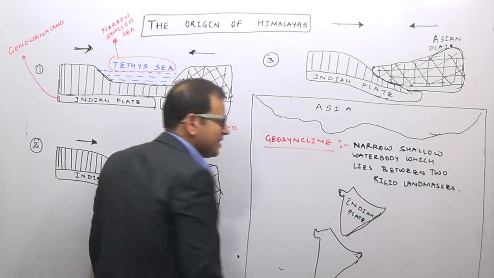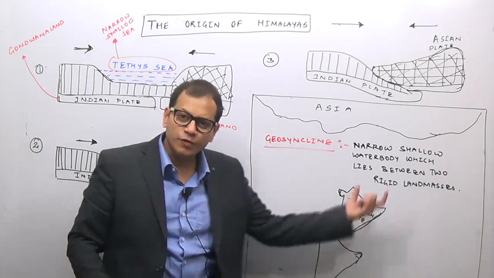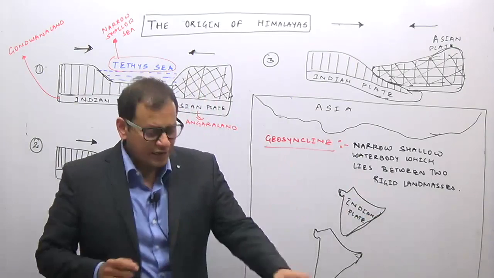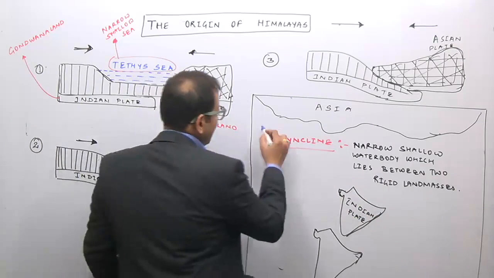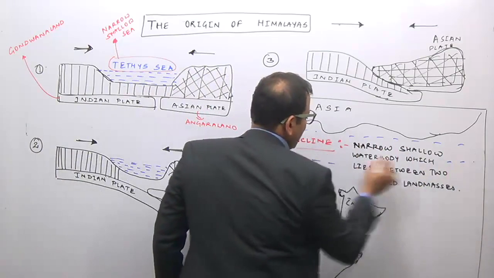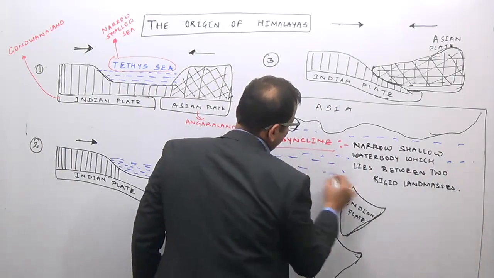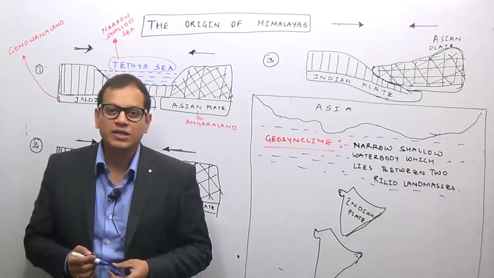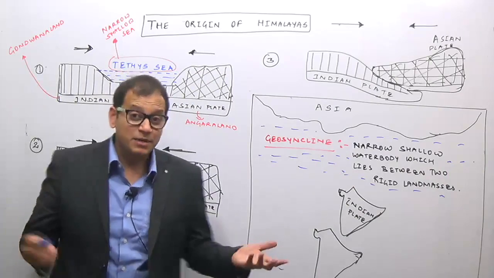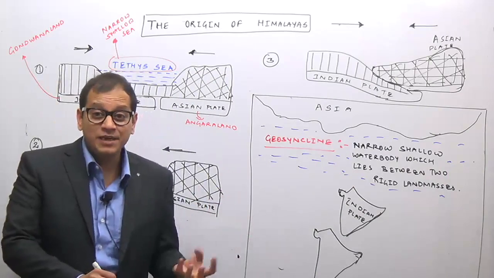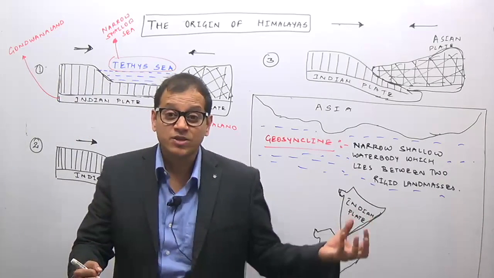And as you can see in this diagram, the Indian plate is moving northward, and this area where I have defined the geosyncline is a water body. This is a narrow, shallow water body which is known as a geosyncline. The example is the Tethys geosyncline, and the best example is the Tethys geosyncline. Why best example?